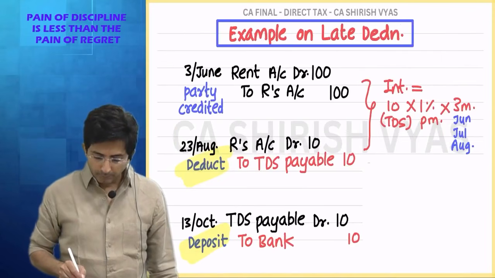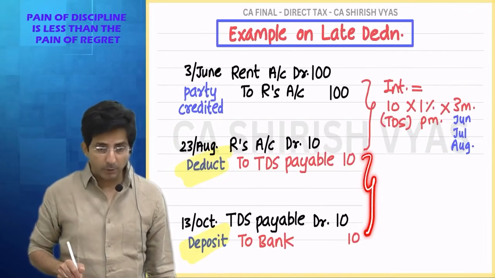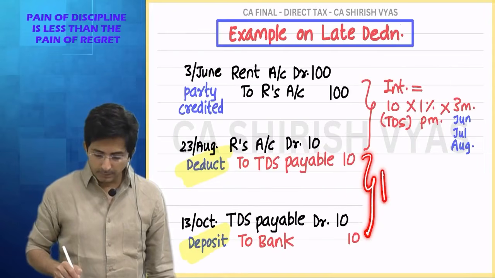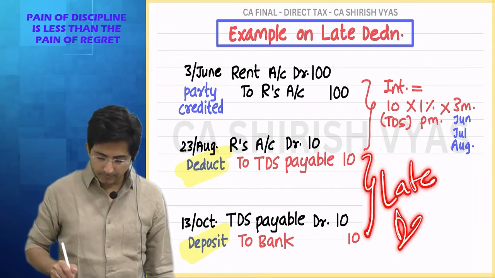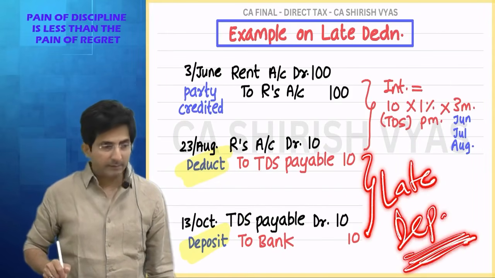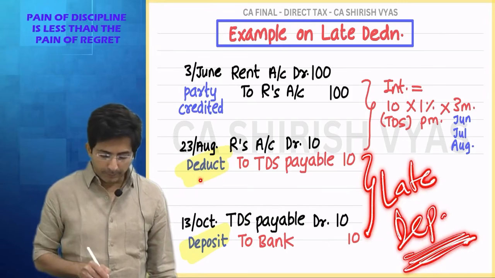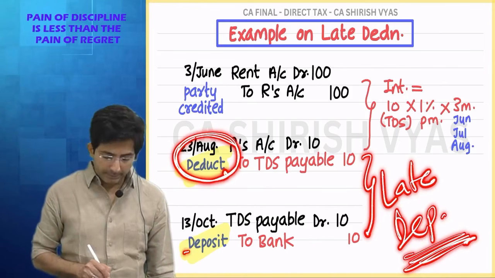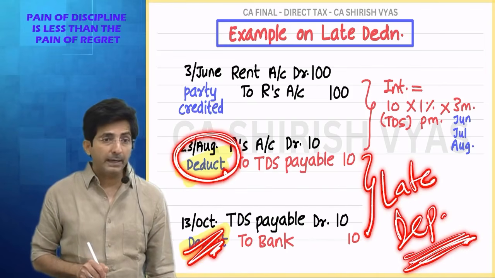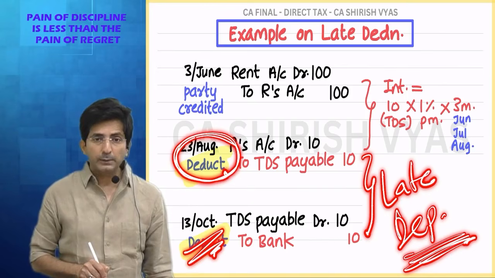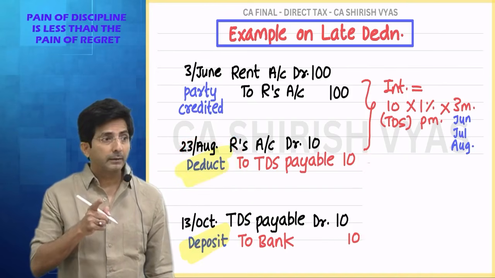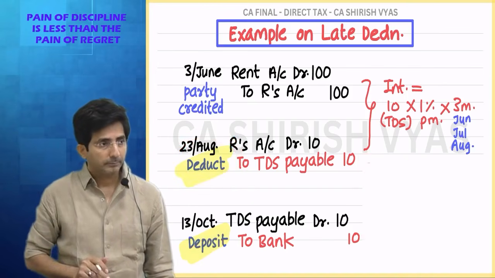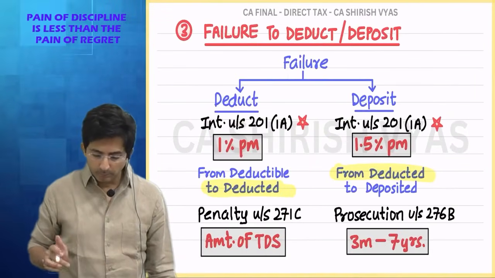Now tell me, what will be the interest for late deposit? So here we have made late deposit. Why am I saying late deposit? Because August TDS I should have deposited by 7th September, but I did on 13th October. So late deposit. What is the rate of interest for late deposit? 1.5%. But for how many months? See, what is the rule?